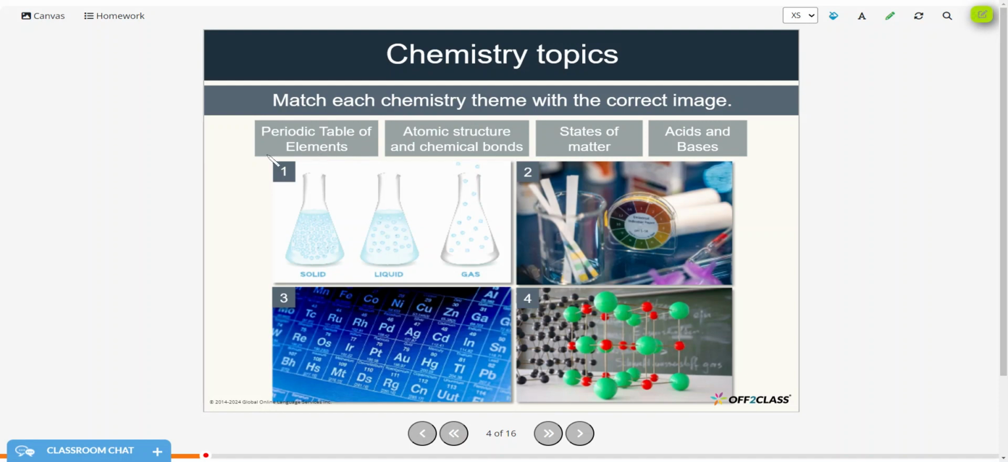So the periodic table of elements, that would be number 3. States of matter is number 1. Acids and bases are number 2. And atomic structure and chemical bonds is number 4.